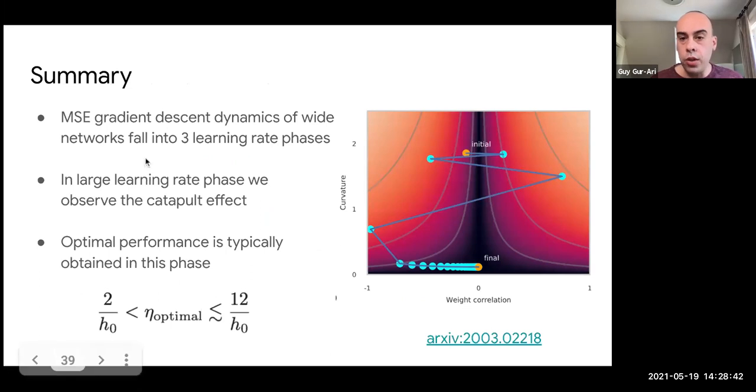Let me summarize. What we've seen is that when we train wide networks with mean squared error using gradient descent, they fall into 3 separate learning rate phases. The most interesting one for us is the large learning rate phase, where we have a deviation from existing theory. We can understand things with the toy model. We observe this huge bump in training loss, and we get the best performance. And we have a prediction for what window of learning rates we expect that to happen in, which we can apply to basically any network.